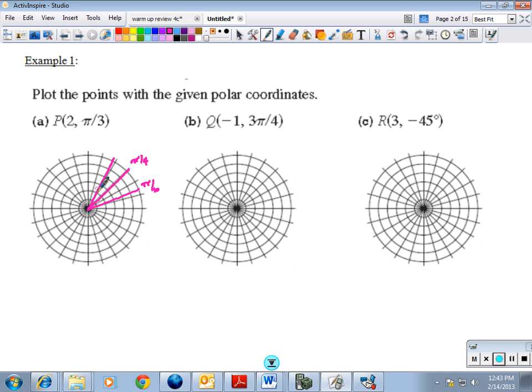So on this pi over 3, you would go onto the pi over 3 angle, and the 2 is your radius. Pi over 3 is your angle, 2 is your radius. So you just go 1, 2, and there would be your point.